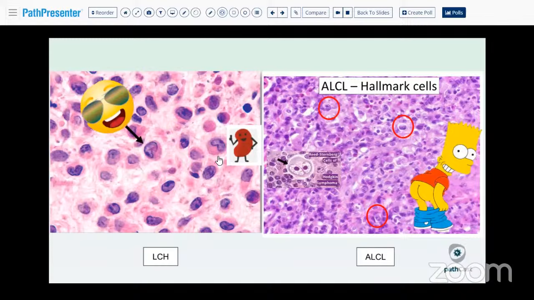So side by side, Langerhans cells versus hallmark cells of ALCL: again, more cytoplasm for our kidney bean or aviator sunglasses Langerhans cells, no googly eyes, no Reed-Sternberg-like quality, whereas here it's kind of all nucleus and a Reed-Sternberg quality to those butt crack cells.